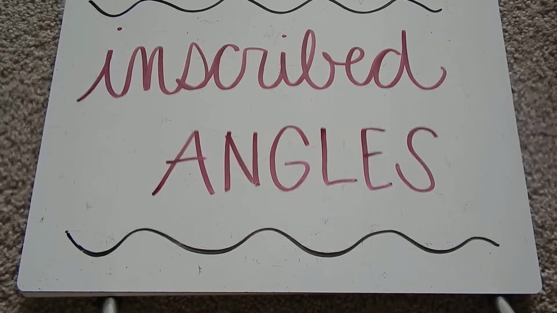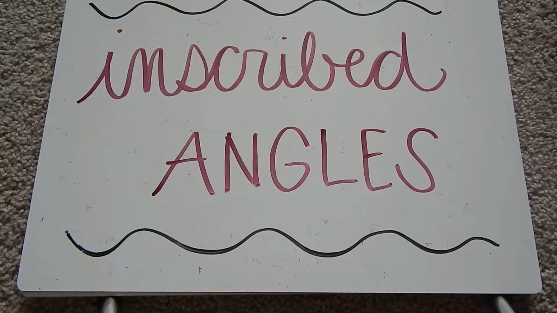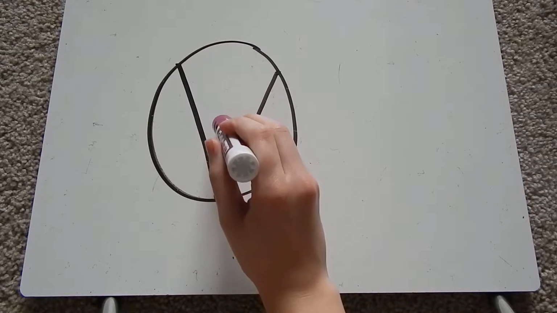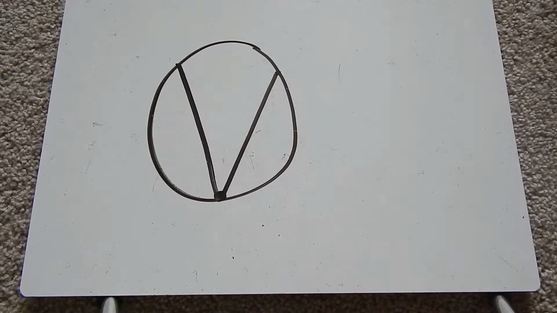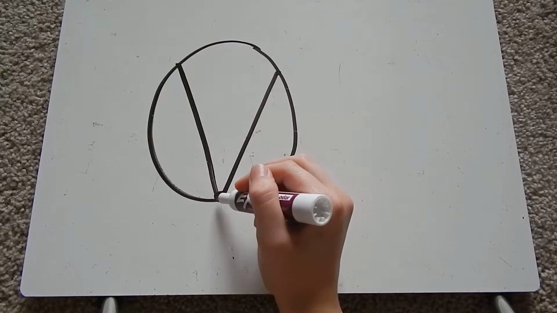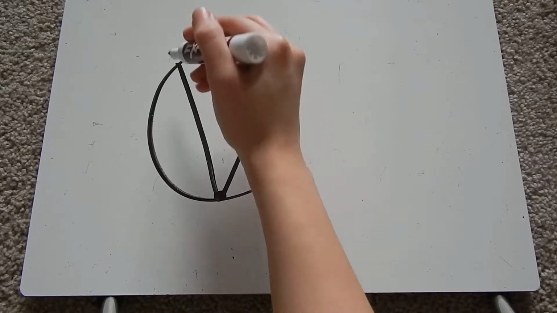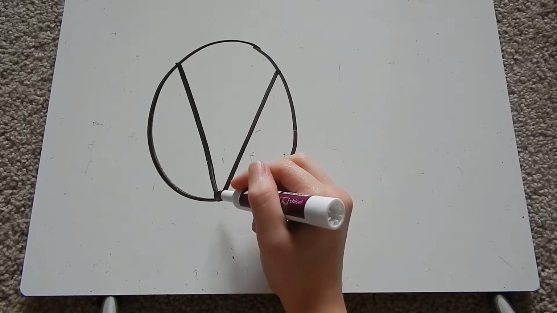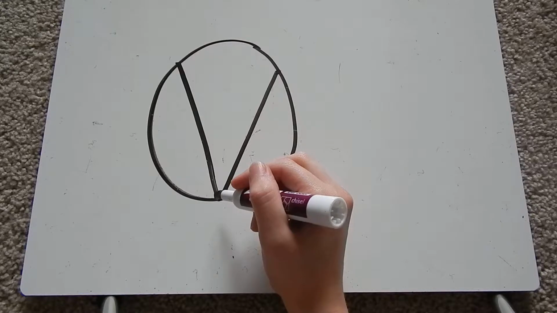Today's lesson is over inscribed angles. So we've talked about central angles. A central angle starts at the center of the circle and forms an angle with the circle. An inscribed angle doesn't stop at the center, but it goes all the way to another side of the circle. So this is an inscribed angle. It has to hit the circle somewhere.